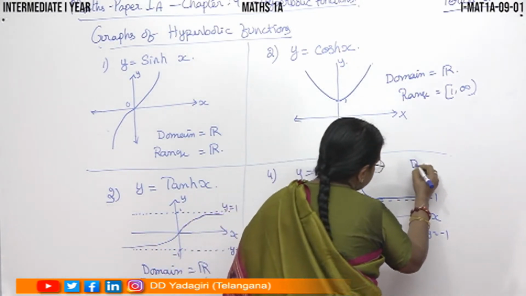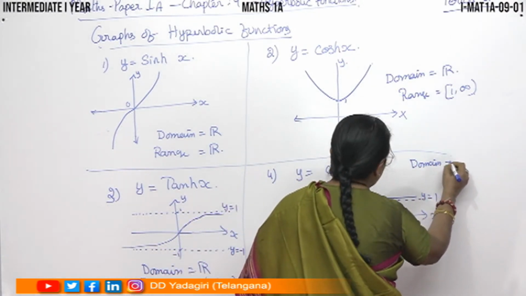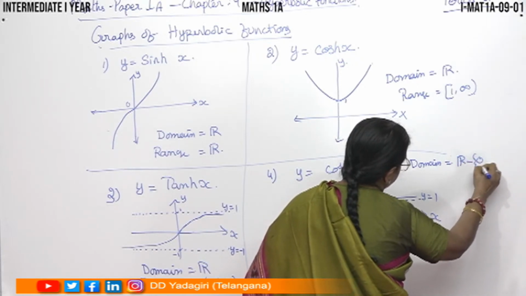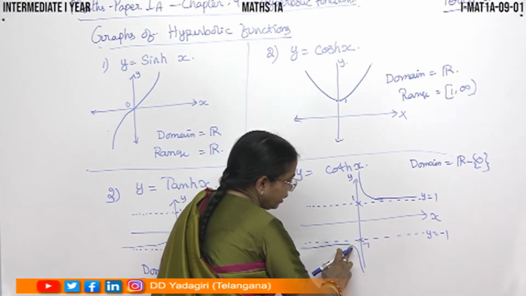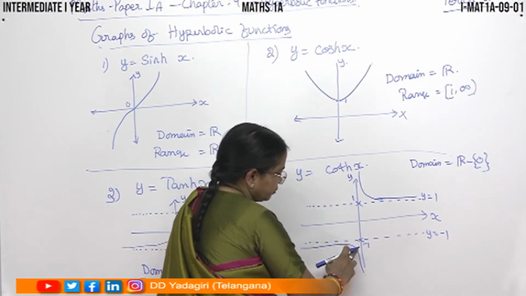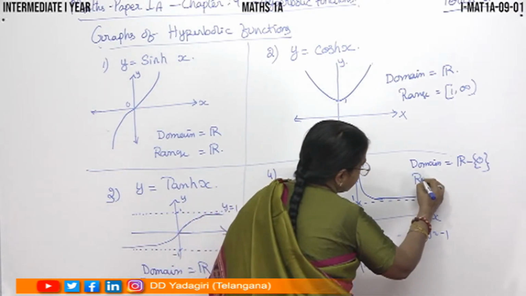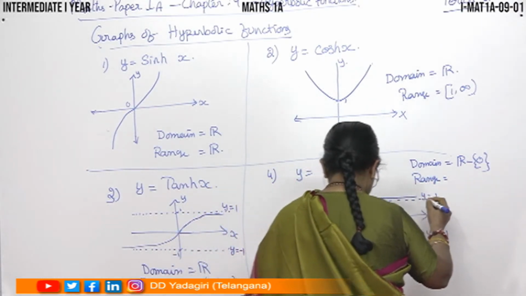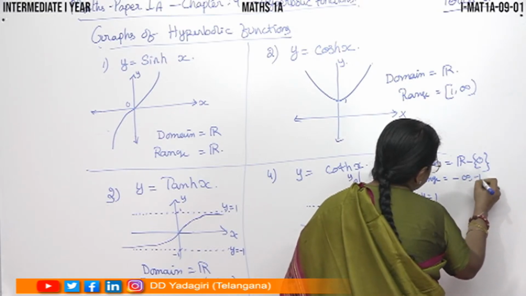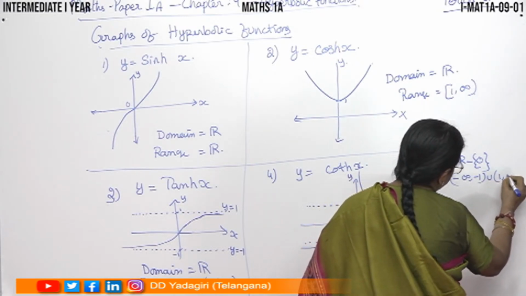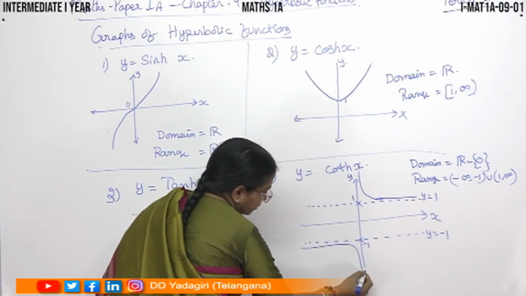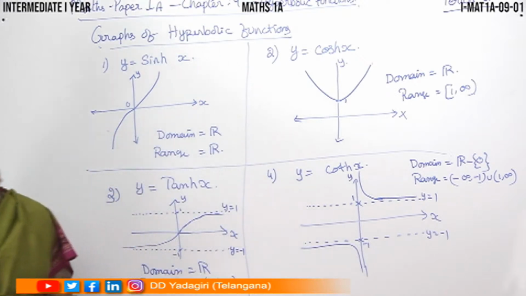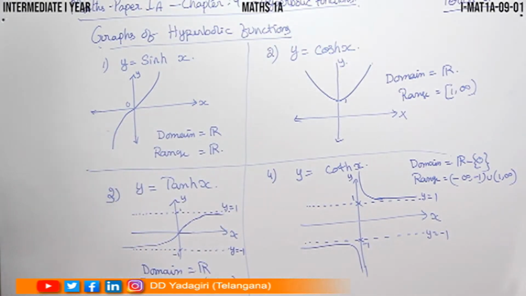Here the domain is the real number set minus 0, because when x is 0, cot hx is not defined; the denominator becomes 0. Then the range is minus infinity to minus 1 union 1 to infinity. This is the range, and this is how the graph will be. It will not touch the lines. So this is the graph of y is equal to cot hx.